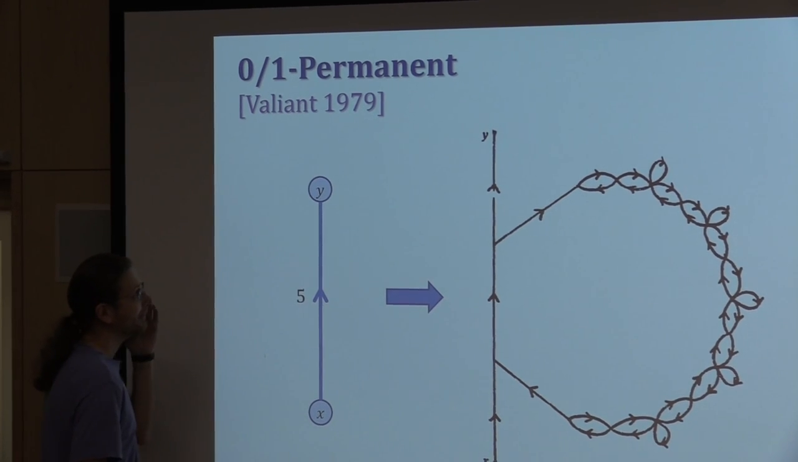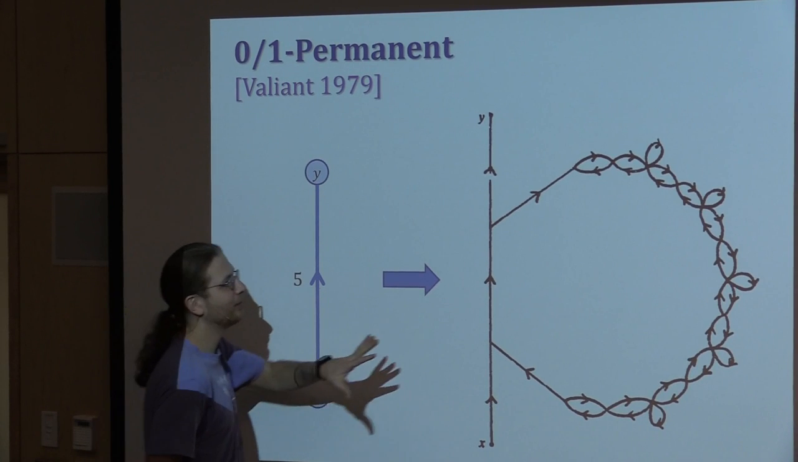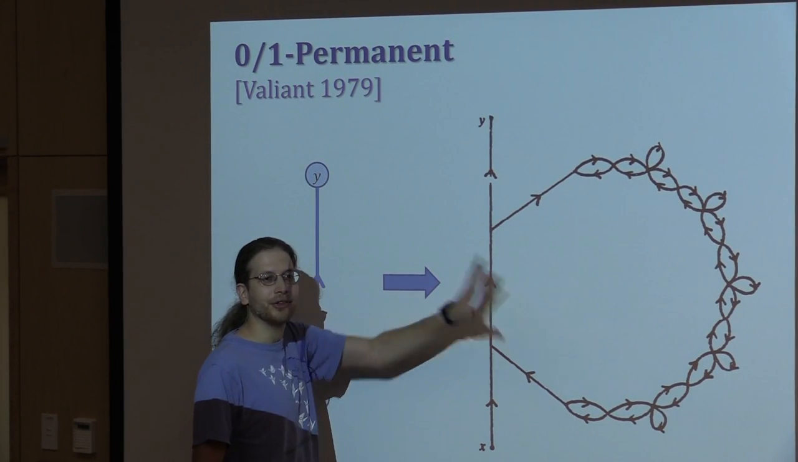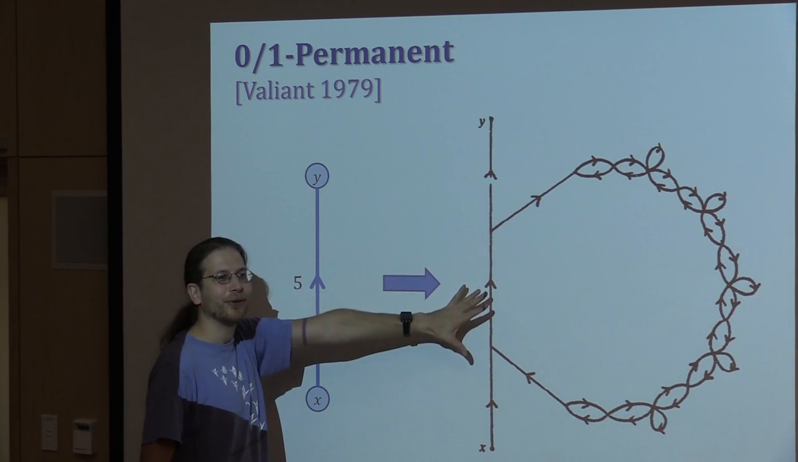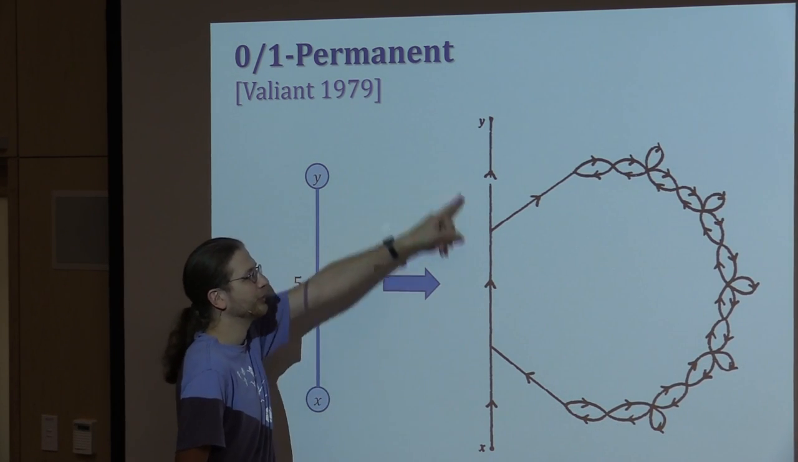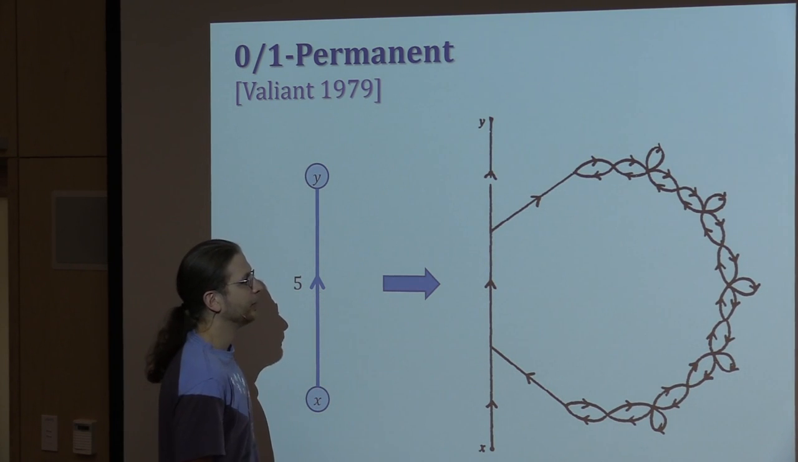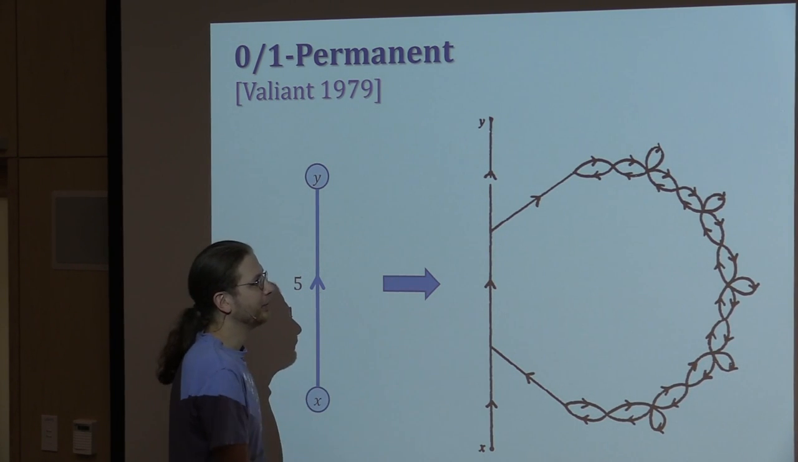And the claim is there are exactly 5 ways to use this edge. Either you don't use it, or if you do use it, there are exactly 5 ways to use it. If you make this traversal, there are 5 ways to do it. Remember, it has to be a cycle cover, so we have to visit everything.